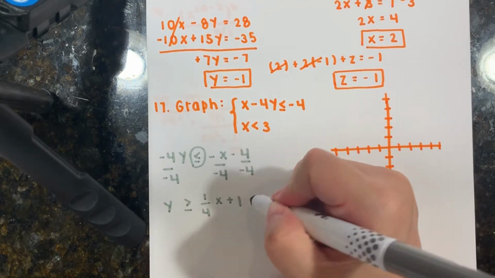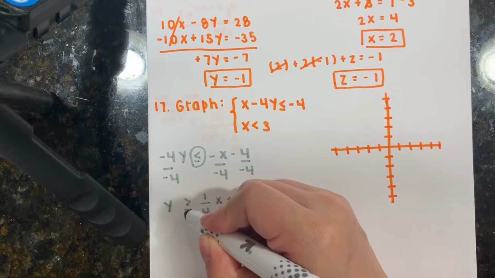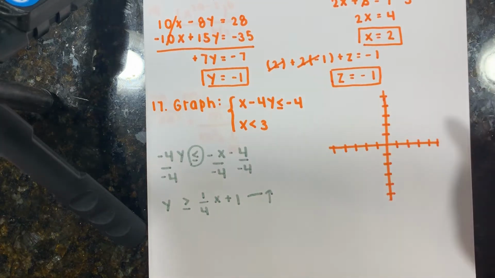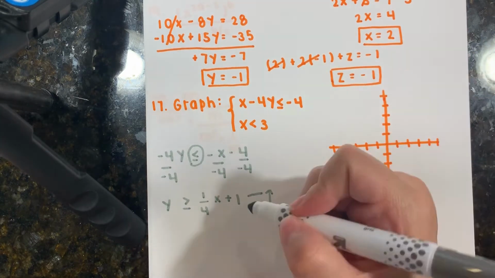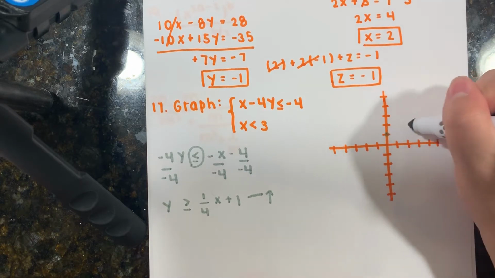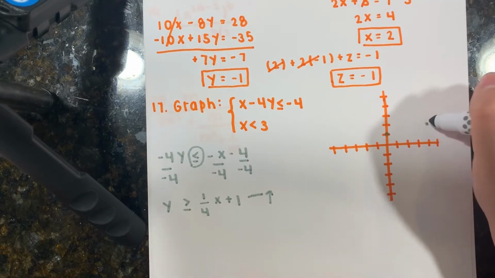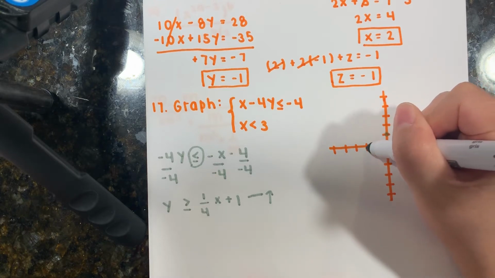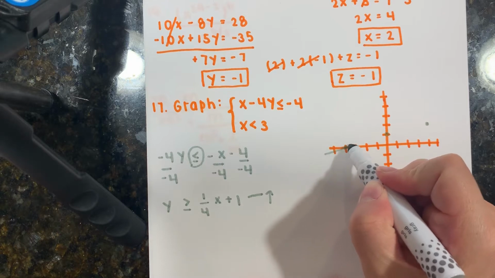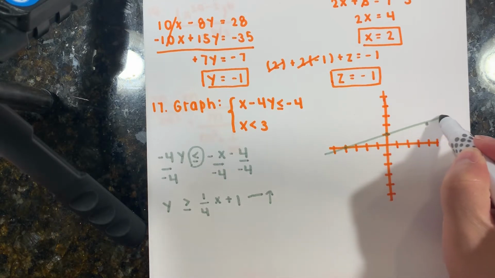Which means that we're going to have a solid line here because of the equal sign, and we're going to shade everything above that line. Now, this is going to cross at +1. The slope's going to be up 1 over 4, or down 1 to the left 4. And again, that's going to be a solid line, so we can just draw a line that's like that.